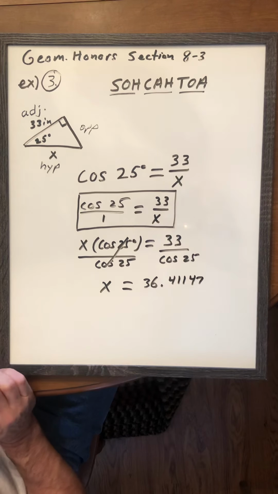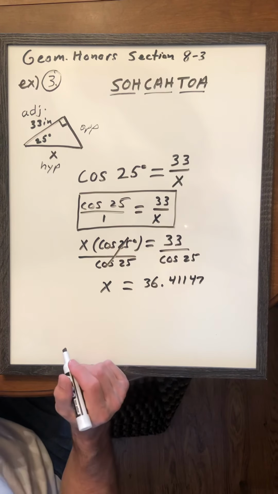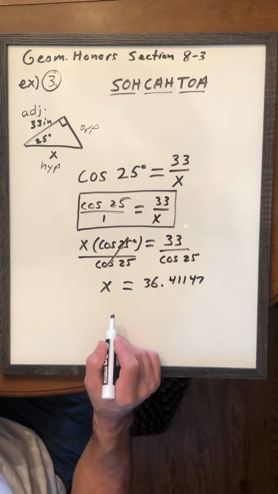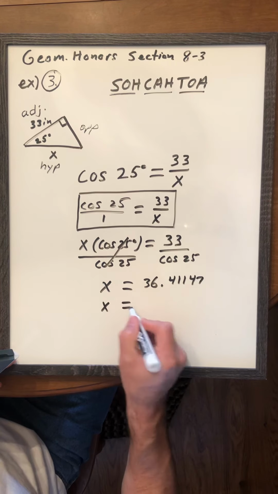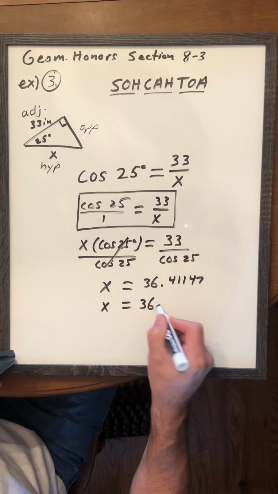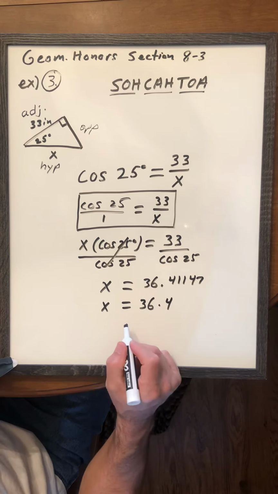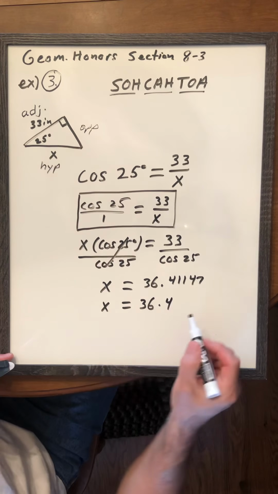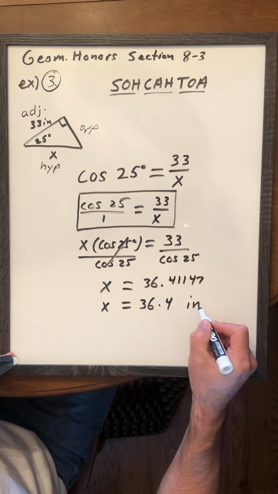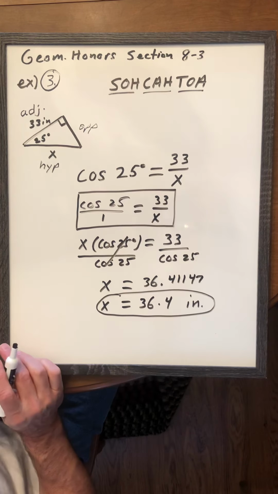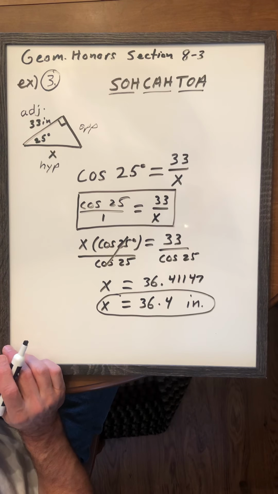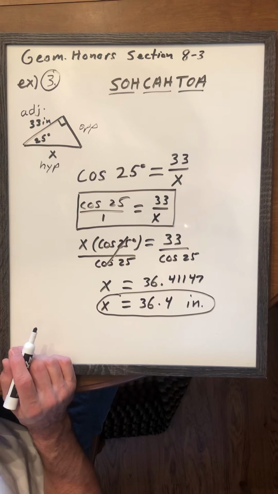36.41147, and it keeps going on. Since we're going to have to round here, we'll say to the nearest tenth. And so x would equal 36.4. In this case, it did give us units of inches, and so it would be inches. So 36.4 inches would be the answer for x, which would be the hypotenuse.